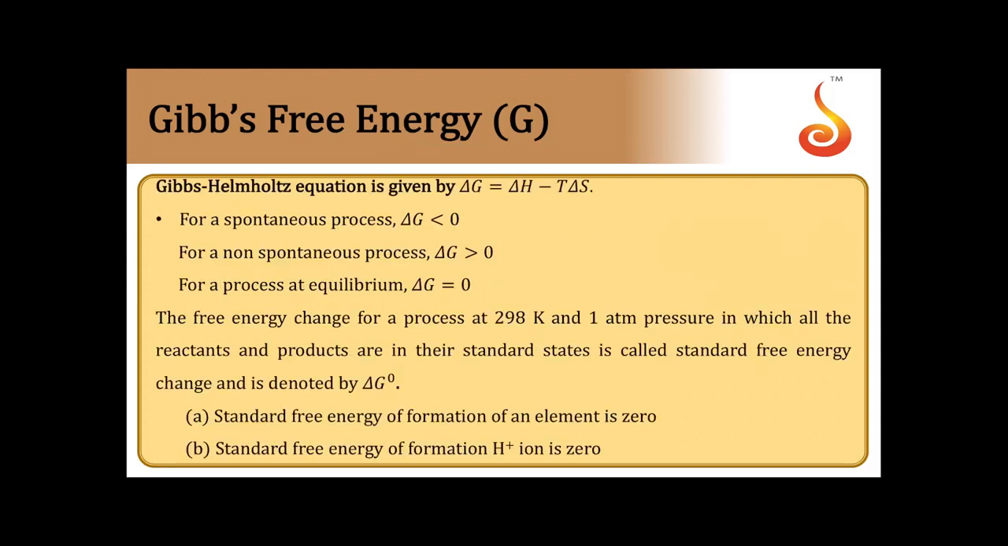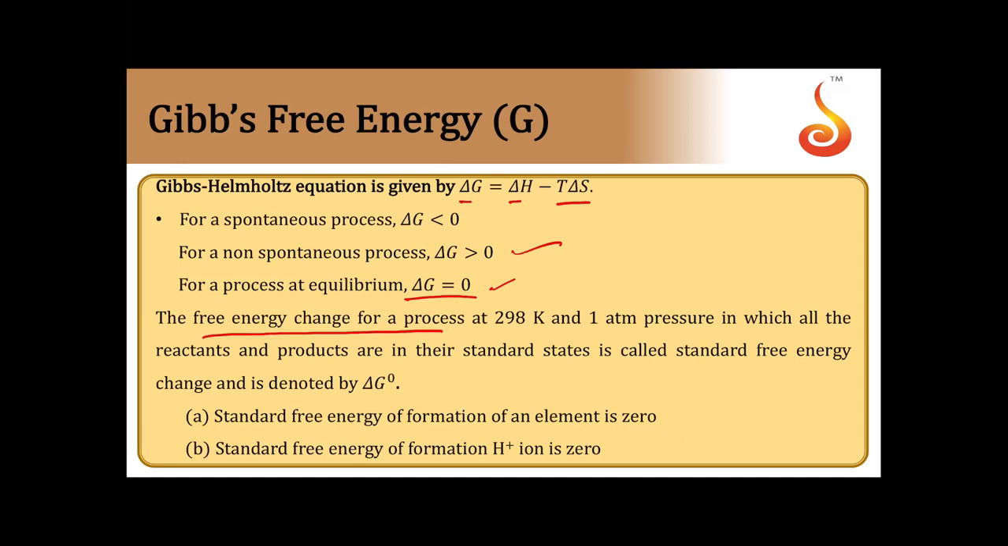Now the Gibbs-Helmholtz equation, that is delta G is equal to delta H minus T delta S. So for a spontaneous process, delta G will be negative. For a non-spontaneous process, delta G remains positive. At an equilibrium state, delta G is equal to 0. So the spontaneity can be understood from delta G values. Delta G negative, spontaneous; delta G positive, non-spontaneous; delta G 0 is an equilibrium state.